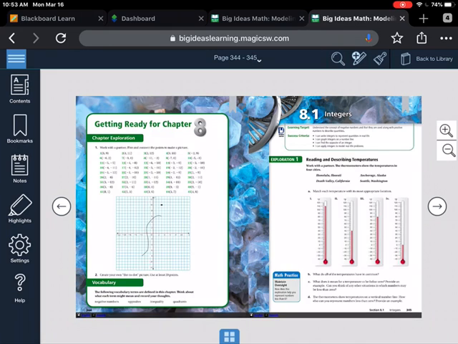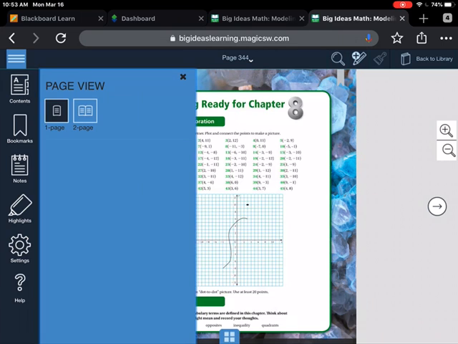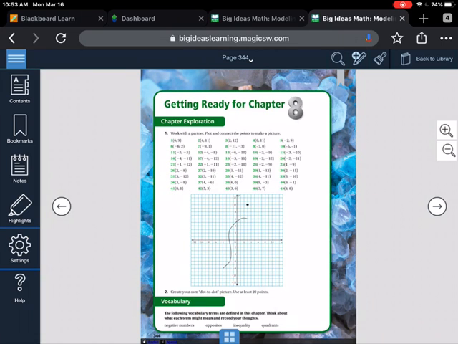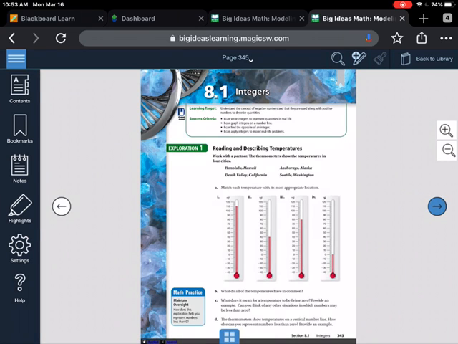So let's look at some examples here. So first of all, I don't like this 2-page view, especially if you have a Chromebook. It gets a little wonky on my iPad sometimes, but being able to switch between just looking at one page is very nice. Okay, so let's see here.